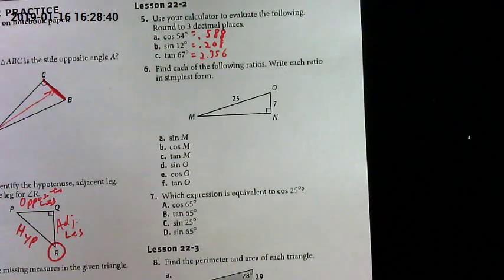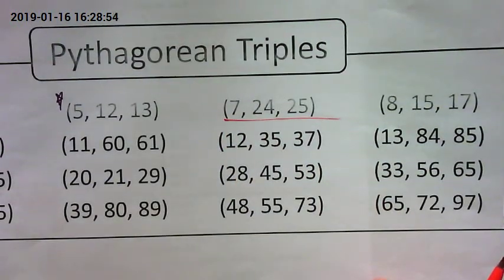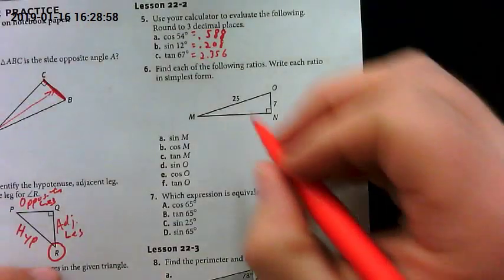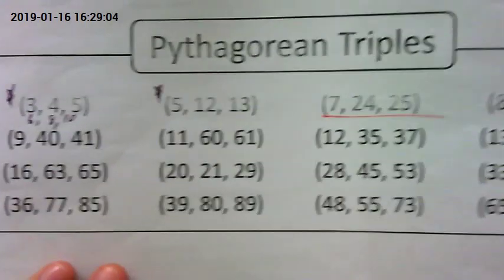What is it? 24. How do you know that? Pythagorean theorem. All right, you can do Pythagorean theorem. Do you have to do Pythagorean theorem? No, you can do the whole. I never learned the Pythagorean triples. 7, 24, 25. Yo, that's one of our triples. I was never taught that. So, again, that's one of our triples.